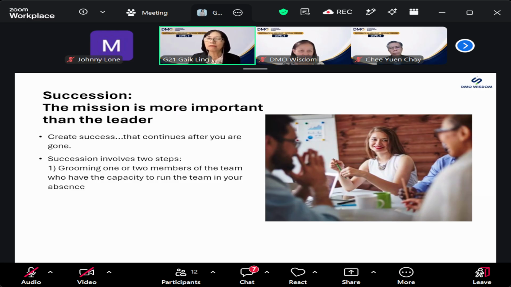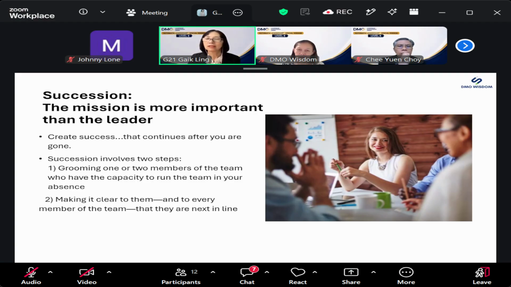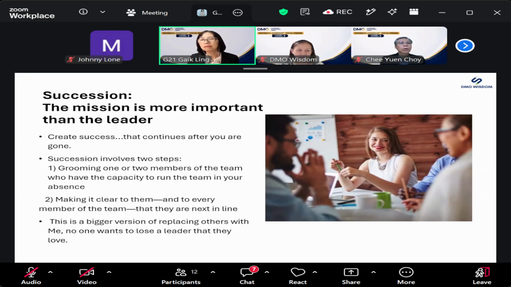First is that you need to identify someone in your group who is capable. Then you train them. But you also want to make it clear to them that they will potentially be your successor. Let them know, and also let others in the team know. So when you leave, whatever the reason, planned or unplanned, people will feel they have a new leader. So this is, Geshe-Michael said, a bigger version of replacing others with me. No one wants to lose a leader that they love.